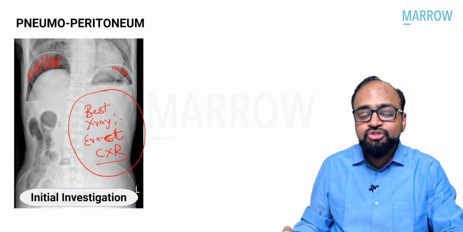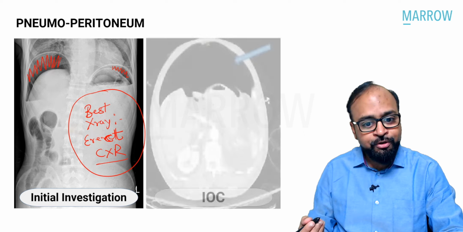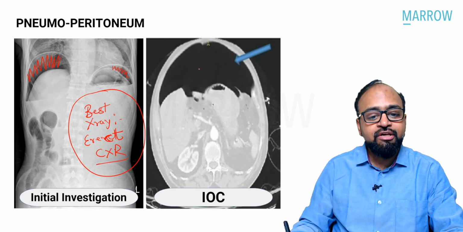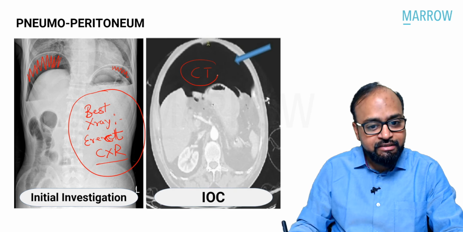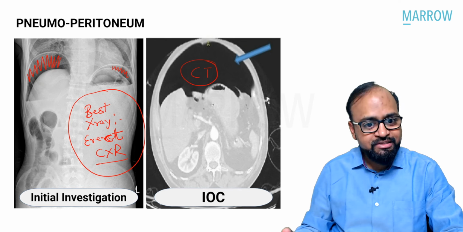Whereas if your examiner asks you what is the overall investigation of choice for detection of minimal pneumoperitoneum, then the investigation of choice is going to be CT. So the best X-ray is erect chest X-ray. Overall investigation of choice is going to be CT.